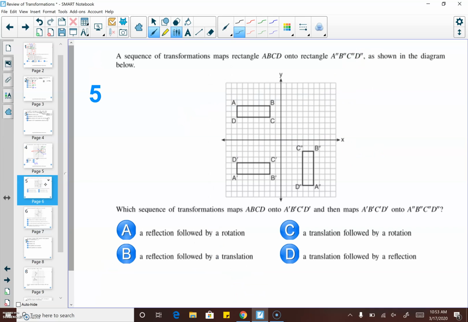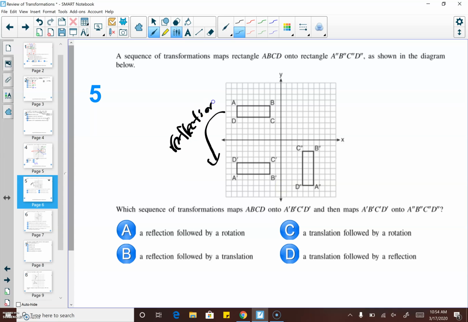And number 5, a sequence of transformations maps rectangle ABCD onto rectangle A double prime, B double prime, C double prime, D double prime. Which sequence of transformations maps ABCD onto A prime, B prime, C prime, D prime, and then the single prime onto the double prime? So the key is to look and compare the two. If we look at what happened here, you can see A and B on top, and then A prime, B prime are on the bottom. So that's clearly a reflection.